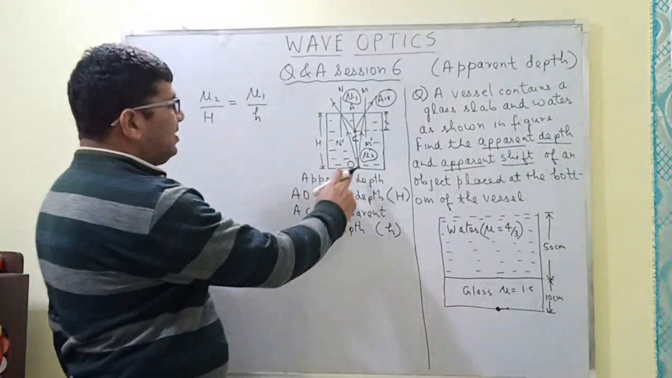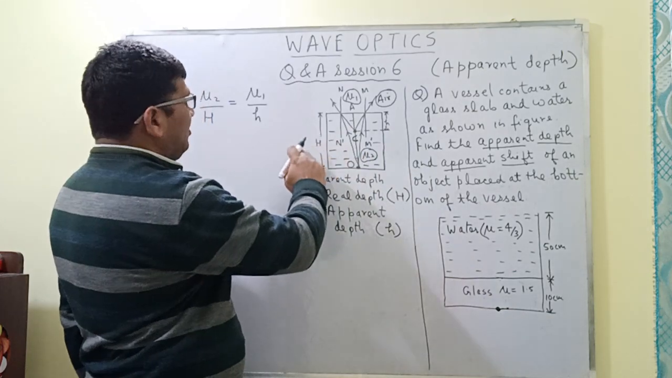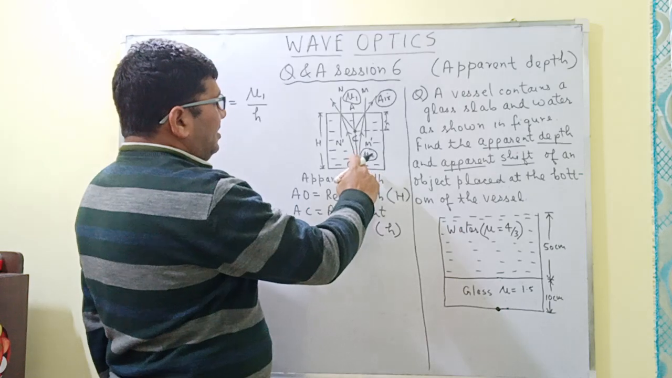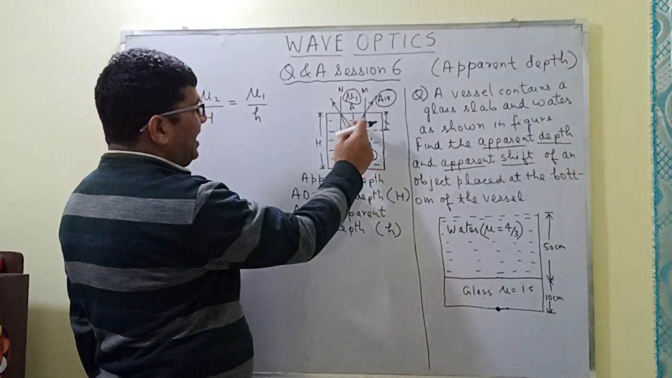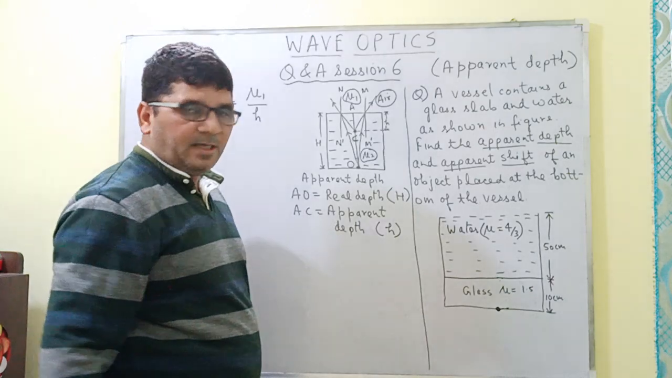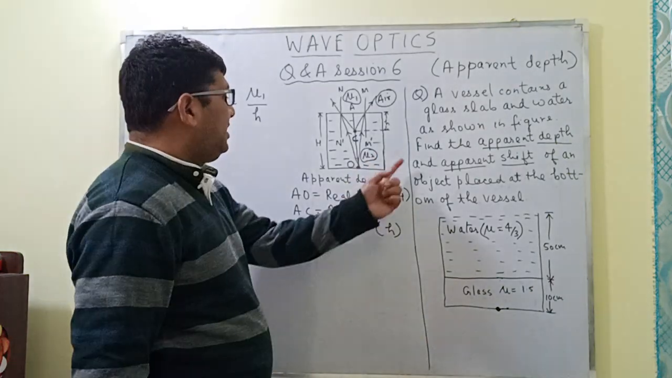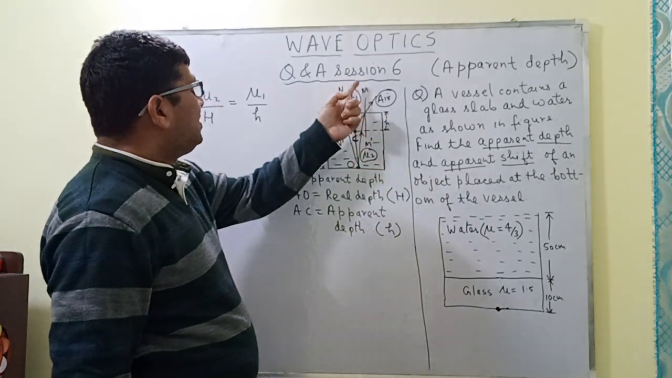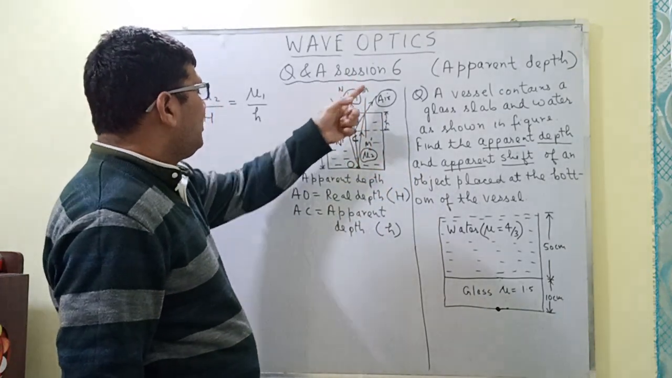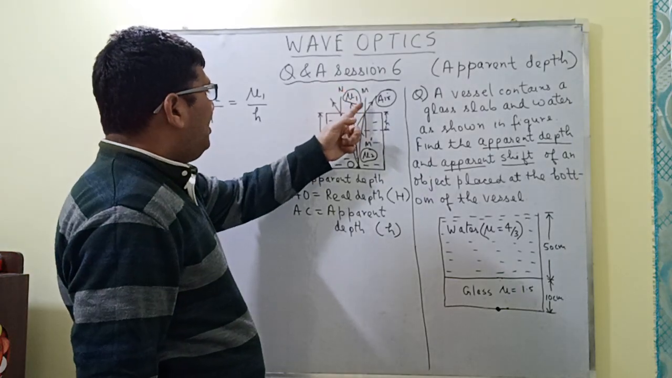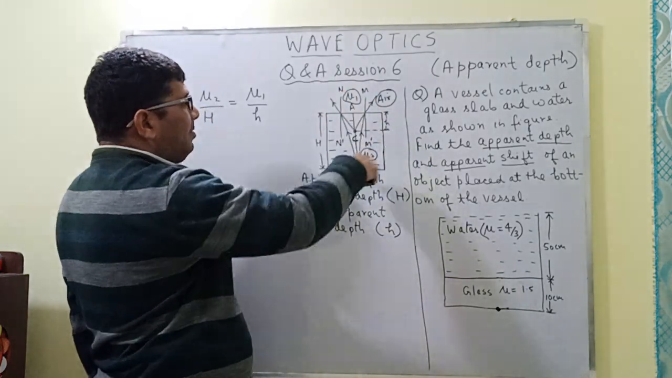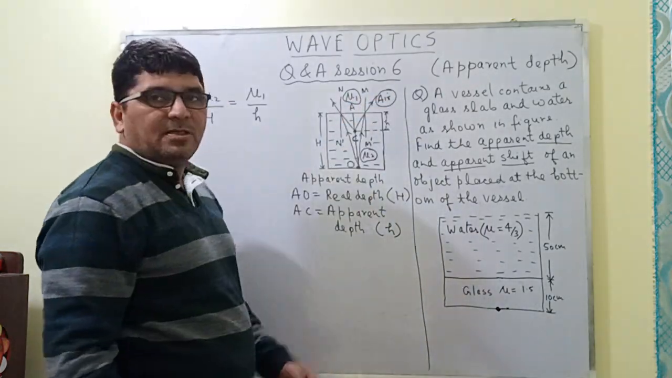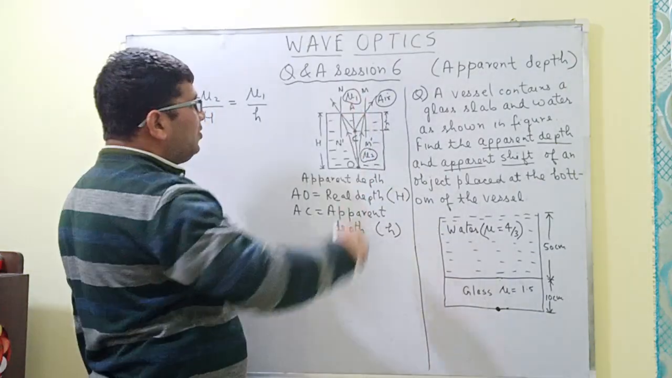Now here I have made one small figure in order to revise what we have studied in the session number 5, and so here I have taken one tank. This is a tank which is filled with water, and I have taken the absolute refractive index of this medium as mu2, and there is a person who is viewing this tank from the top, and the medium outside this tank is air, and this air is having the absolute refractive index of mu1.